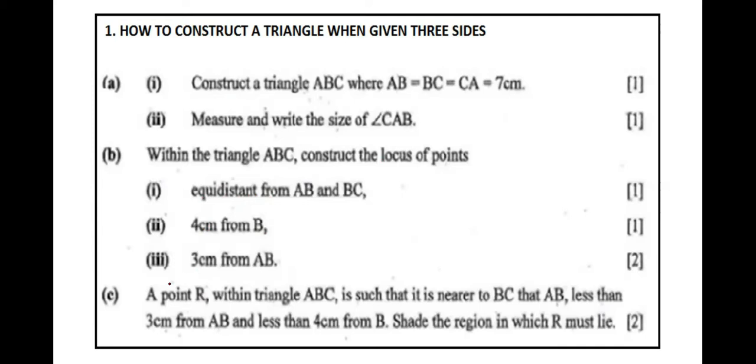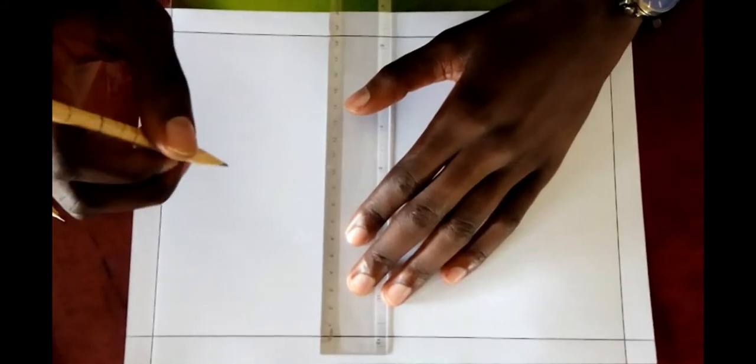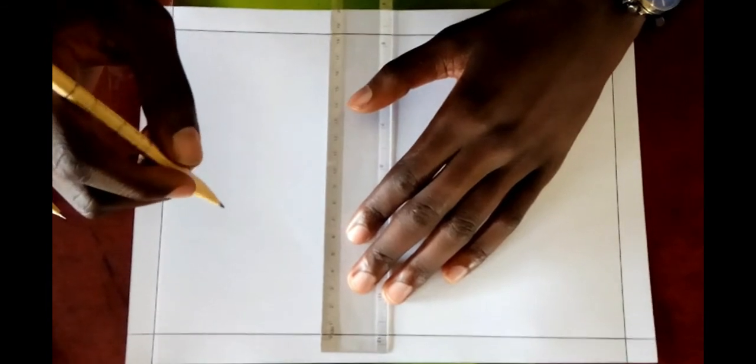Then question C reads, a point R within triangle ABC is such that it is nearer to BC than AB. It is less than 3 centimeters from AB and less than 4 centimeters from B. Shade the region in which R must lie. This is constructing a triangle when we have been given all 3 sides.